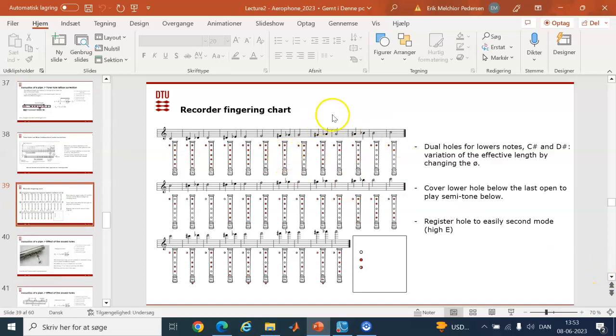To a recorder fingering chart. It's complicated for me. Dual chord. Okay, here's a C sharp and D sharp, C sharp and D sharp, C sharp and D sharp here. Tone holes for lower notes.